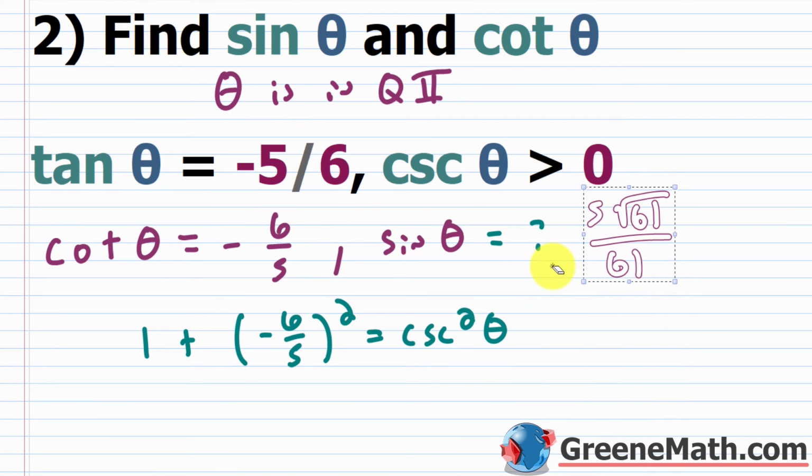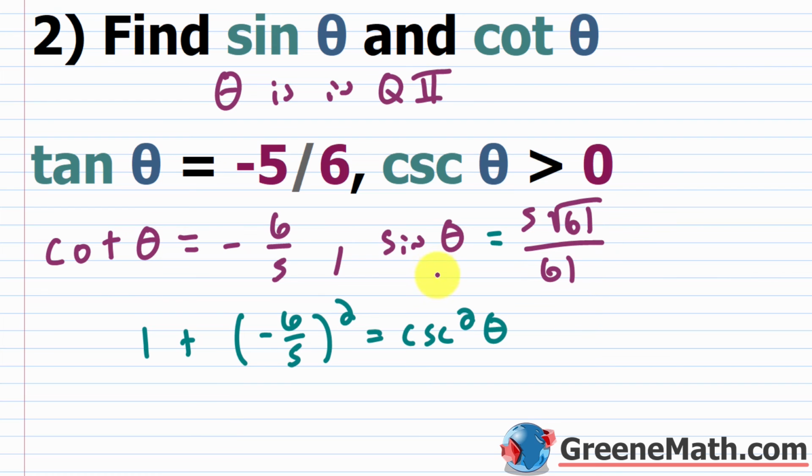So coming back here, let's get rid of this question mark, and I'll just slide this answer in here. So we know that the cotangent of theta is negative 6/5, and the sine of theta is 5 times square root of 61 over 61.